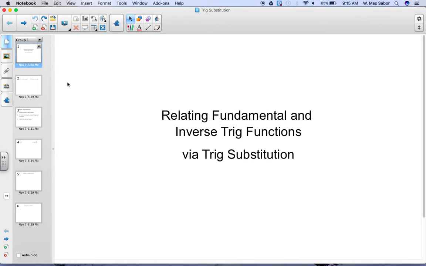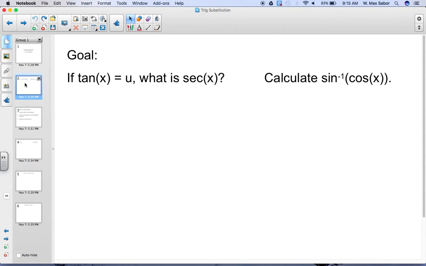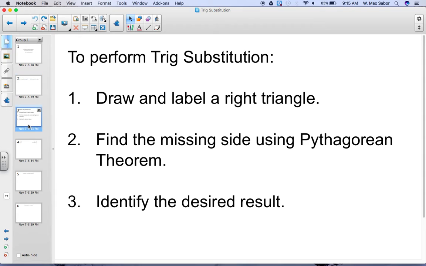How do we relate fundamental and inverse trig functions using trig substitution? Our goal is to do things like this. If tangent is u, what is secant, or what's the inverse sine of cosine of x? So to perform trig substitution, you're going to usually draw and label a right triangle.